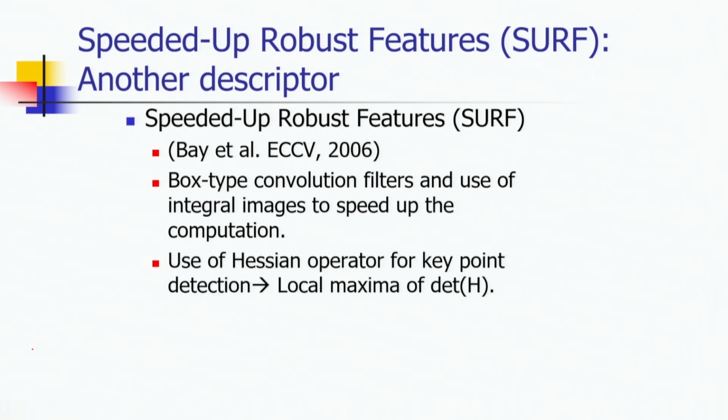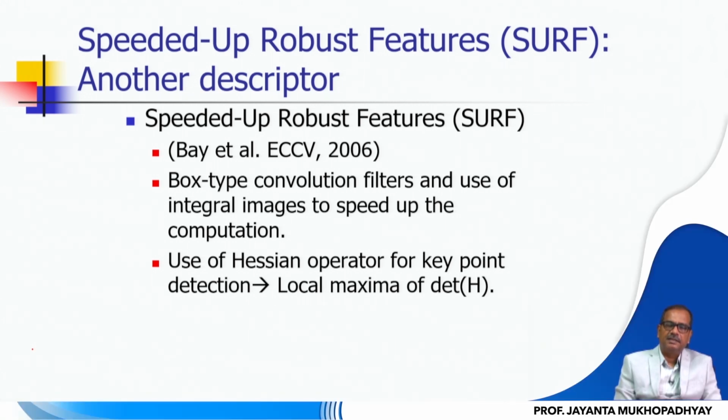The other thing is that instead of difference of Gaussian, it uses the Hessian operator for the key point detector. Earlier I also mentioned that Hessian operators could be used for key point detectors, because the Hessian operator is also equivalent to the difference of Gaussian operations. Which means actually the local maxima of the determinant of the Hessian operator is being used in this case.